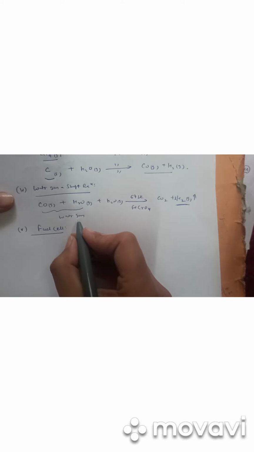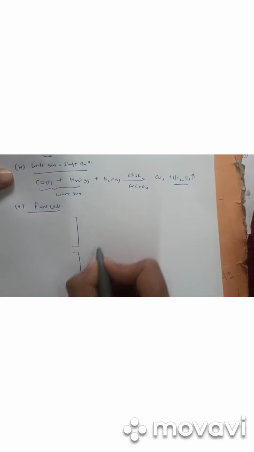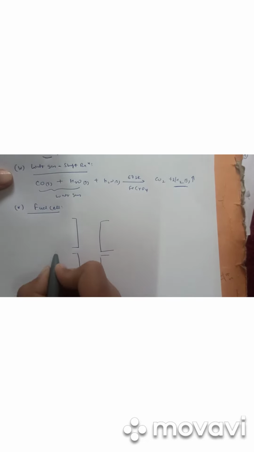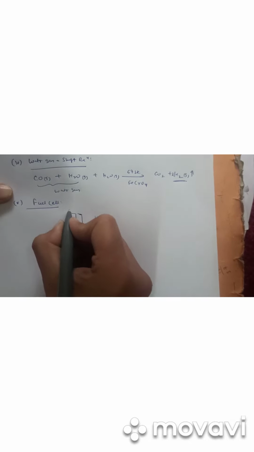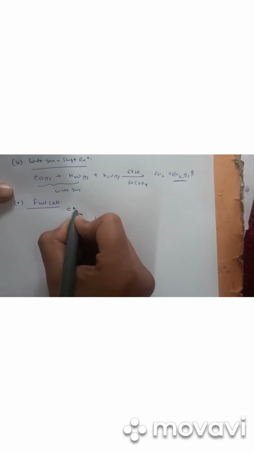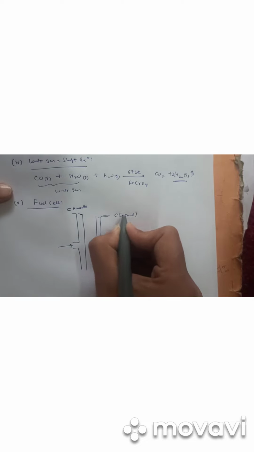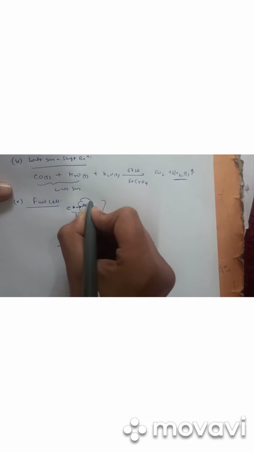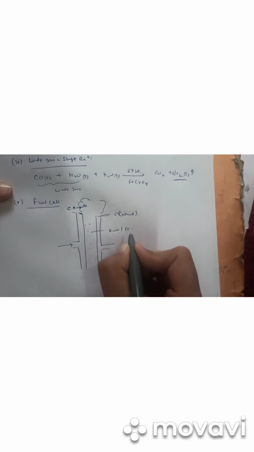Number 5, fuel cell. So a fuel cell is a device which converts the energy produced during combustion of fuel into electrical energy. Actually, the fuel cell contains a chamber like this, in which perforated carbon acts as the anode, and here the carbon on the right side acts as the cathode. So it is connected with the help of a wire, and inside it a base and platinum catalyst is kept.